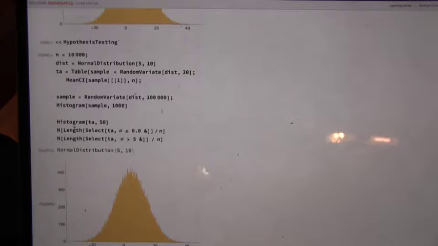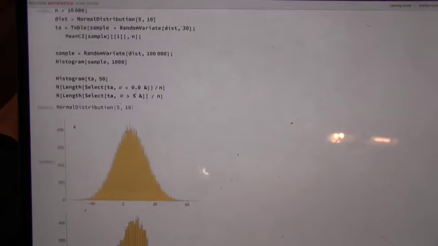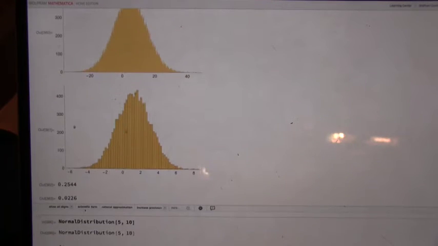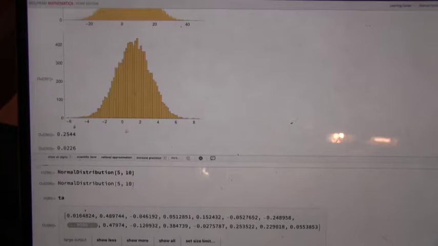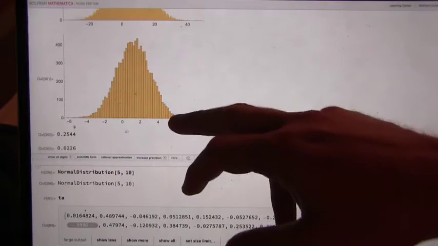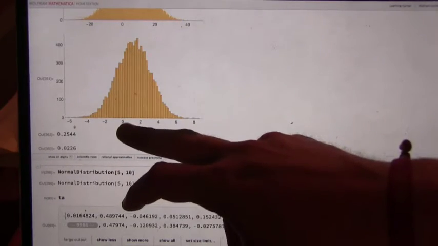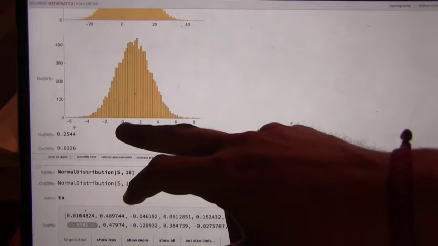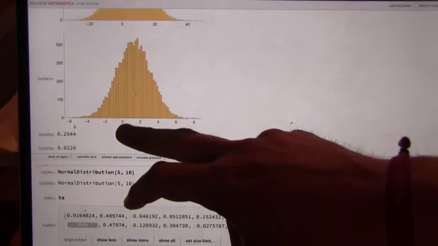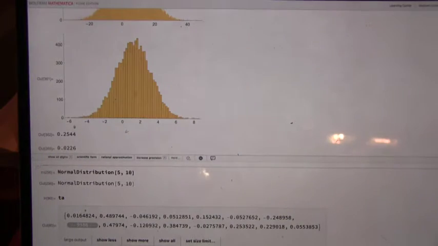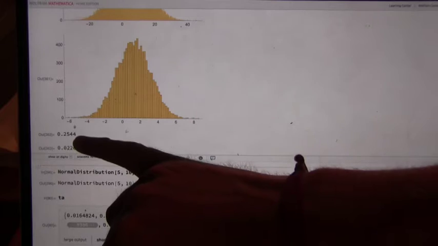There we go. That's my histogram of the 10,000 samples, and here's my histogram of the lower end of the confidence interval. Just by looking at this, how often would you say the lower end is less than 0? Maybe about 40 or 35%. I would say probably closer to 25%. It turns out it's this number here, 25.44. So it's about a quarter of the time.